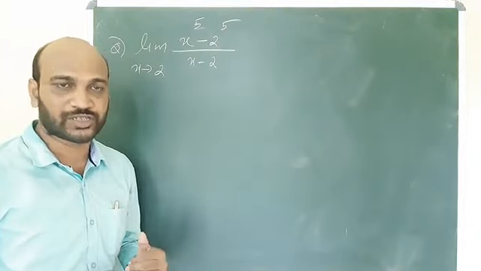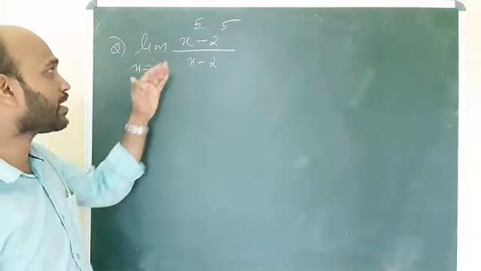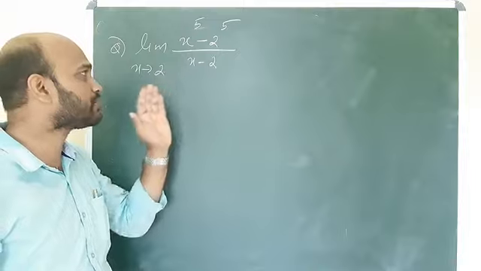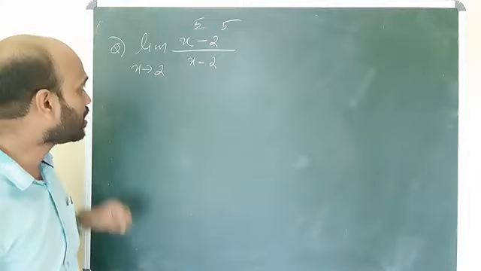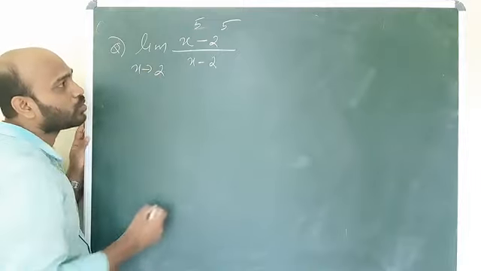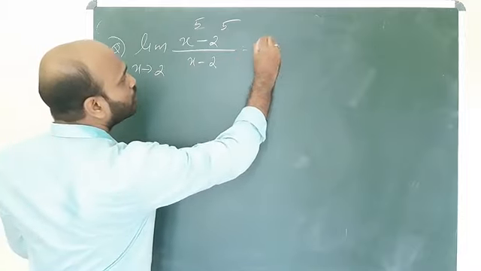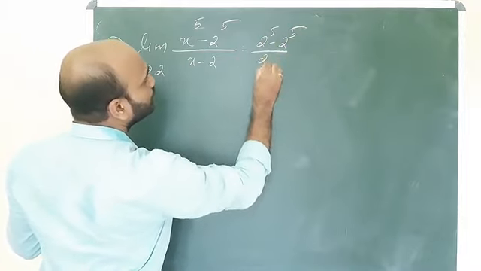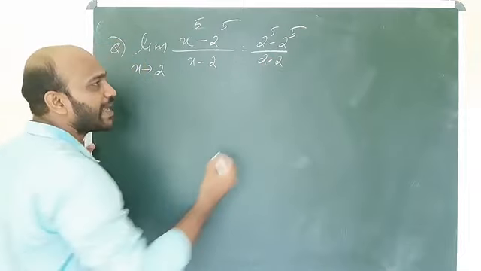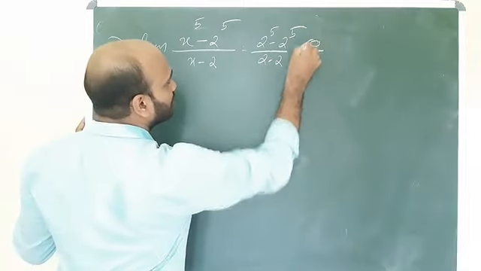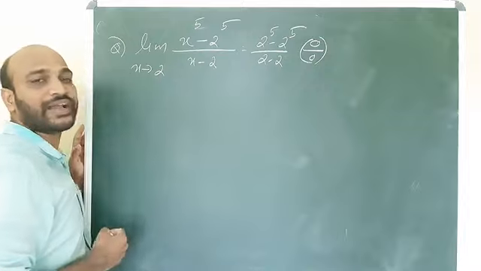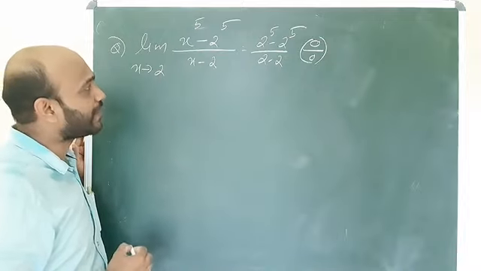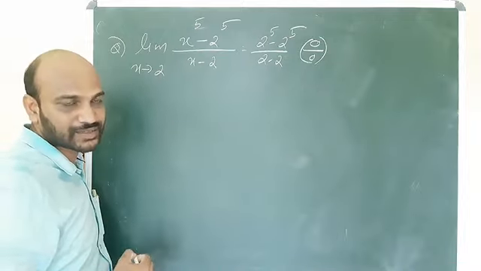Let us consider another question. That is limit x tends to 2 of (x raised 5 minus 2 raised 5) by (x minus 2). When x equal to 2, what will we get? This will be equal to 2 raised 5 minus 2 raised 5 by 2 minus 2. This is actually 0 by 0 form. Now how can we factorize this one? This factorization is difficult, isn't it?